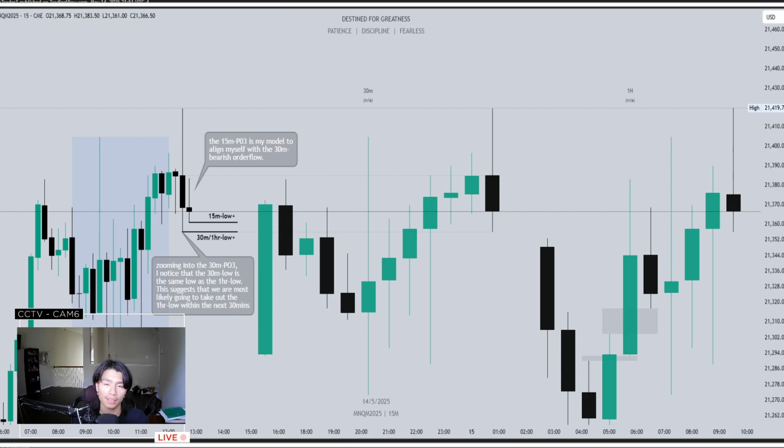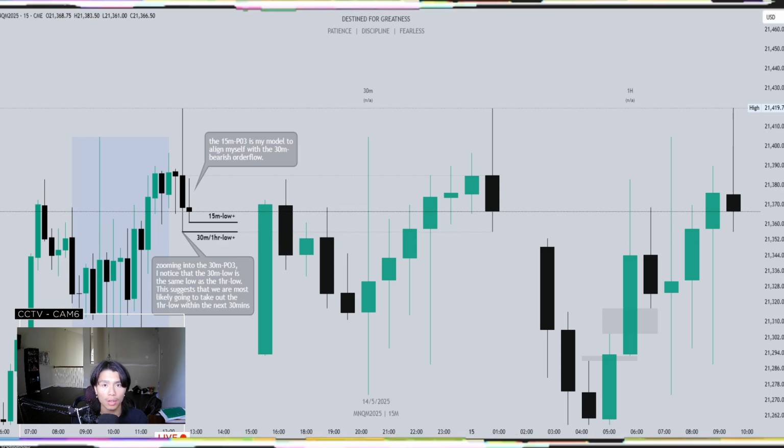And what is my higher time frame telling me already? The higher time frame objective is telling me that we should continue lower towards the 30-minute low and the hourly low.